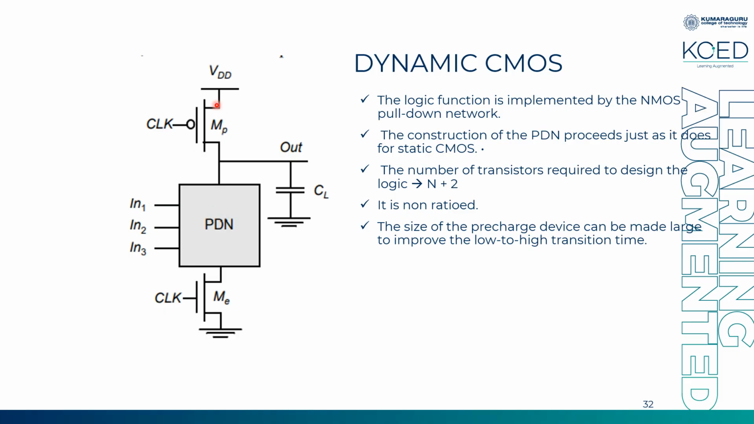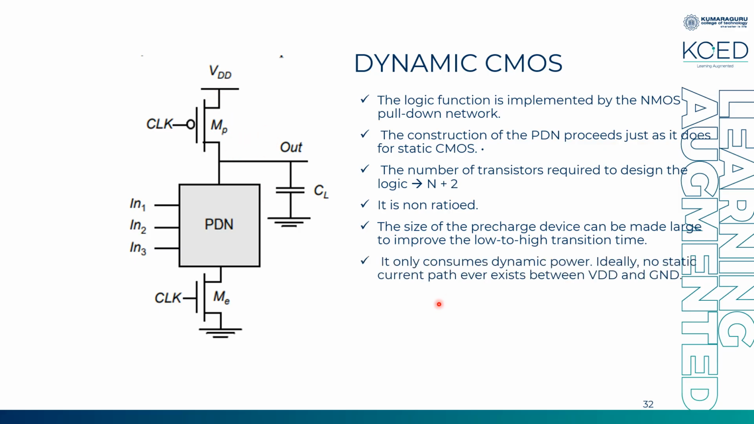Which transition? You have two transitions, 0 to 1 and 1 to 0. If you want to improve the 0 to 1 transition time, I can increase the size of this transistor. You will understand why it is required later. And here I don't have any power going from VDD to ground, so static power consumption is missing.